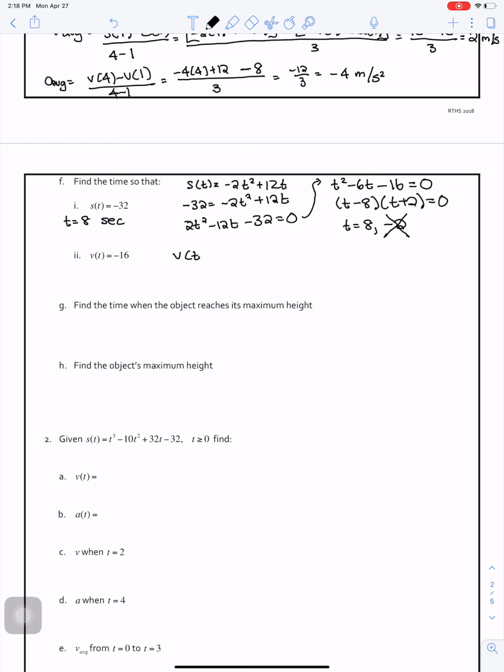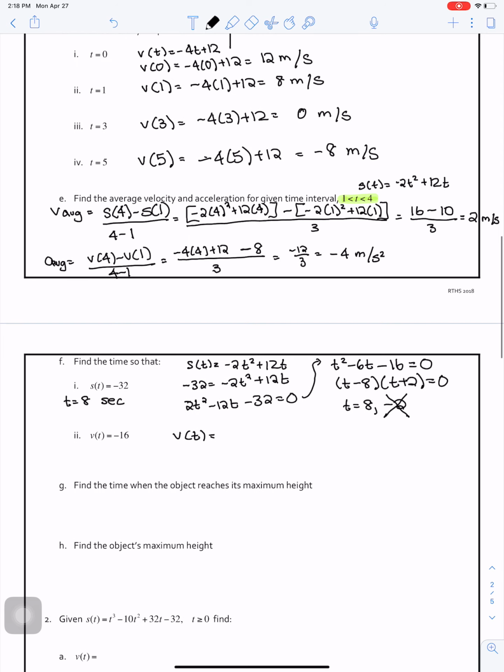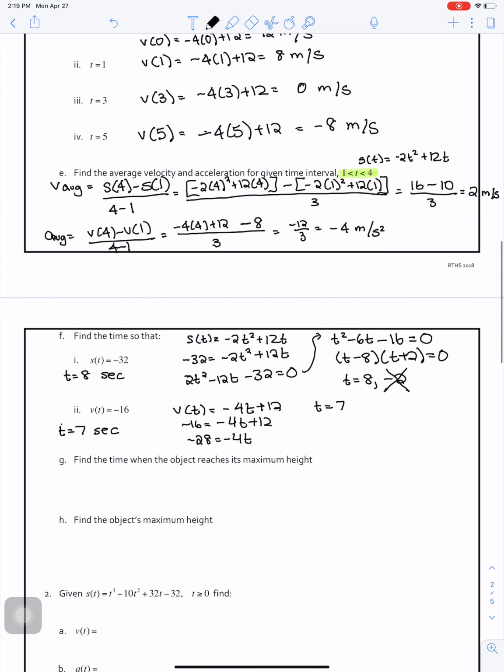When is my velocity -16? Well, I need to take my velocity function, which is one derivative of position. So the derivative of my position graph is -4t plus 12. I'm going to set that equal to -16 and solve for t. So -16 minus 12, -28 is equal to -4t. So t is equal to 7. So when t is equal to 7 seconds, the velocity is -16.